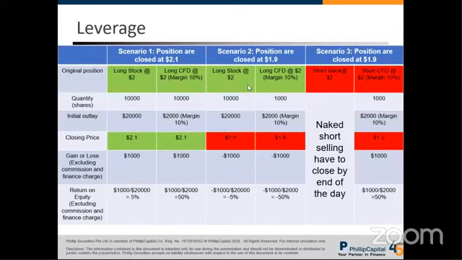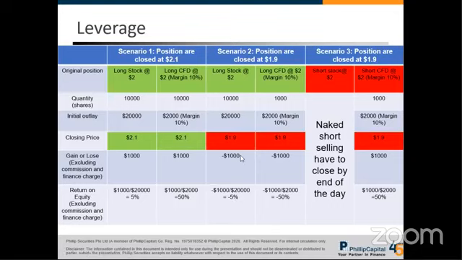So this is an example of what will happen. Let's say you just do stock trading. You enter a position at $2 and subsequently it goes to 2.1. You make a gain of $1,000, which, excluding commission and financing charges, is a 5% gain on equity. In case the price goes south, instead of going to 2.1, you drop to 1.9, and subsequently you make a loss of 1,000. Based on that, you lose 5% of your equity.